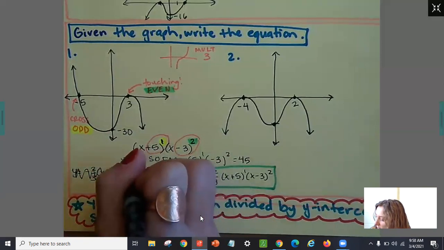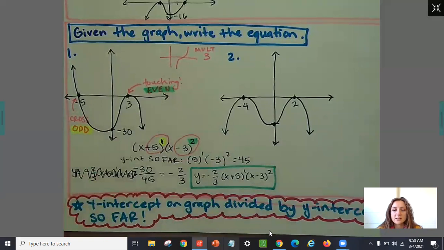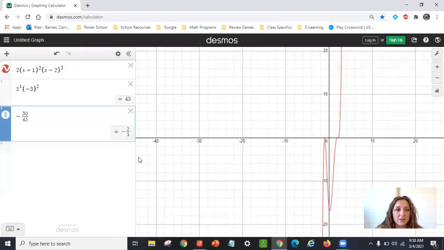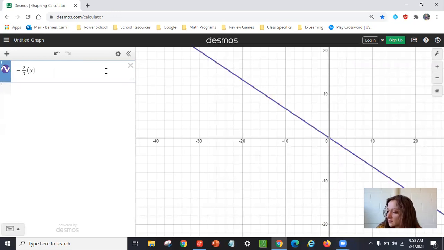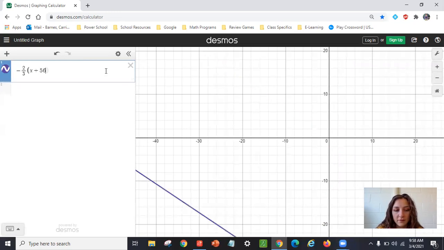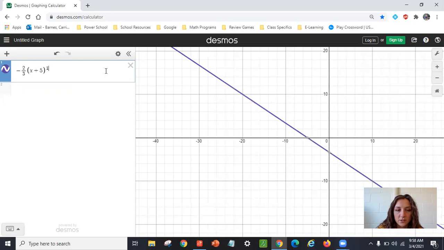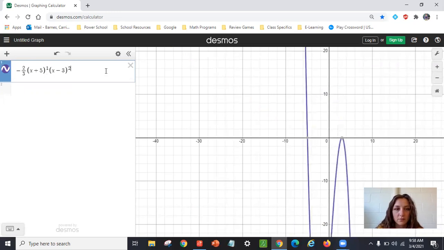Okay, and that was a -30. Okay, so let's go to Desmos and type this in, see if it does match up with our graph. Okay, we're going to have -2/3 times x plus 5 to the first times x minus 3 squared.